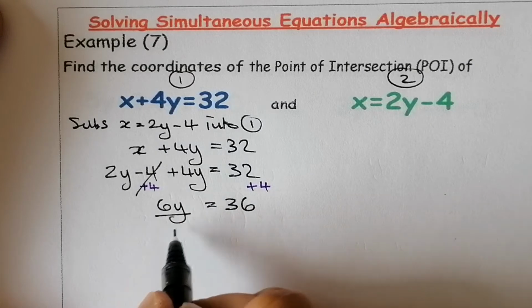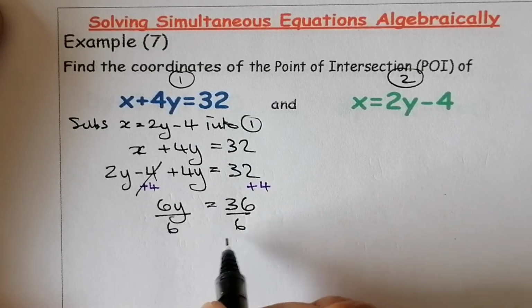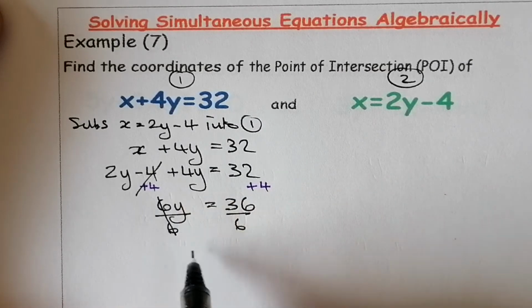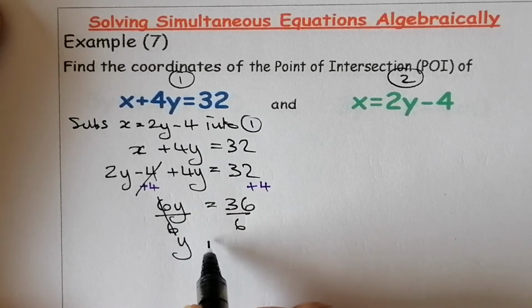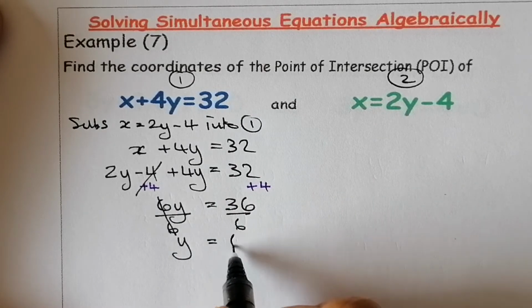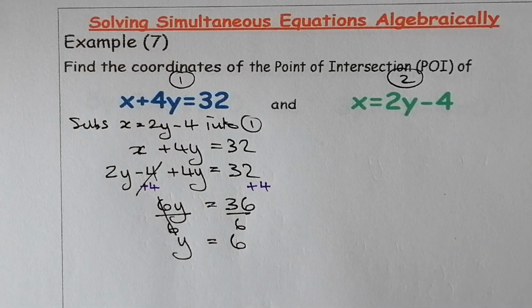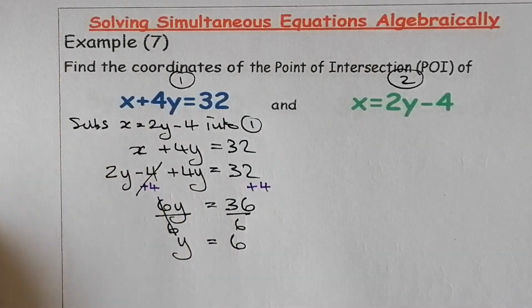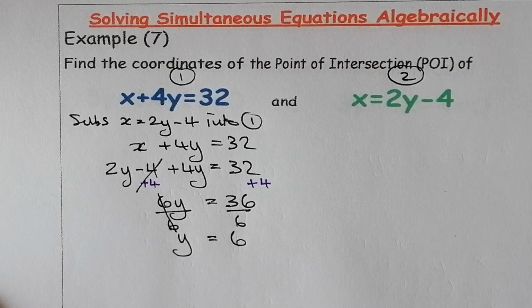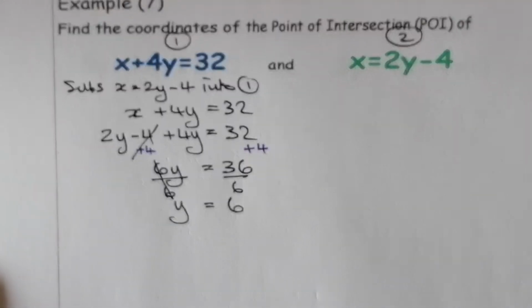To solve for y, I'm going to divide both sides by 6. That cancels and leaves me with y, or 1y, is equal to, and that will give me 6 at that side. So I know that y equals 6. So it's just a bit of the opposite of what we're doing. We're just working out what y is first, and then we'll work out what x is.